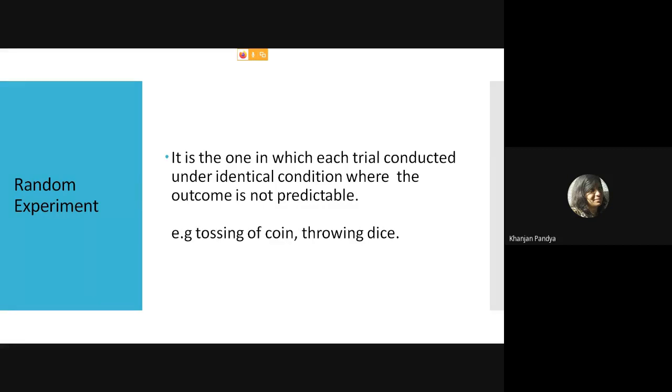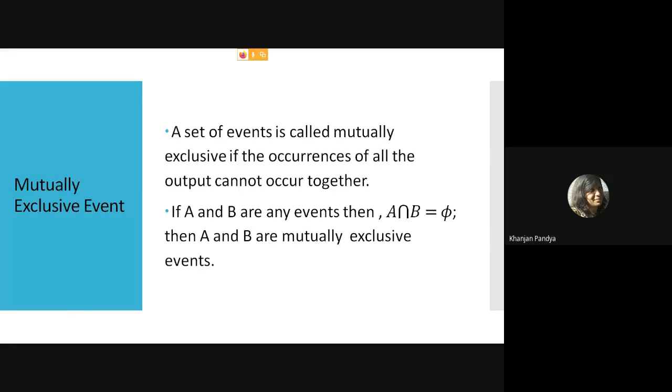Right. So at some points, probability also comes in. Okay. Then mutually exclusive events. What is the definition of mutually exclusive events? If the outcomes cannot occur together, like if I'm tossing a coin, then head and tail cannot occur together. This is the simplest example of mutually exclusive events.